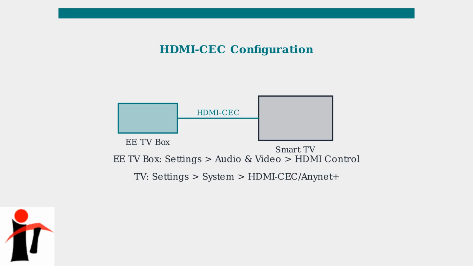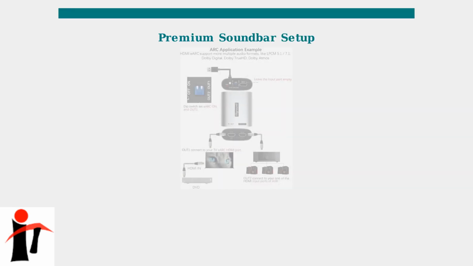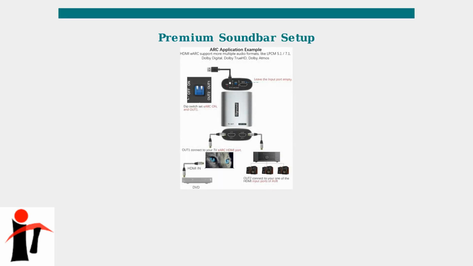On your EE box, navigate to Settings, Audio and Video, then HDMI control. Similarly, activate CEC functionality in your TV's system settings. Premium soundbars like the Sonos Arc require specific connection configurations.